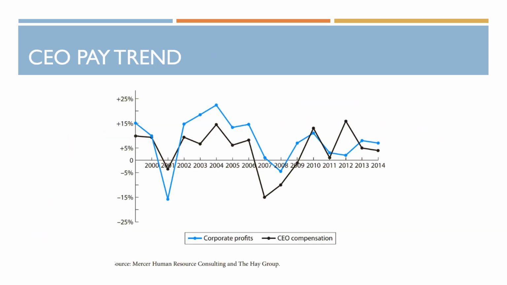So this is a very simple time series on US data where we are demonstrating the aggregate CEO pay trends versus the corporate profit trends. You can see that in the most recent decades, CEO compensations are really close to the corporate profits performance in the past 20 years.